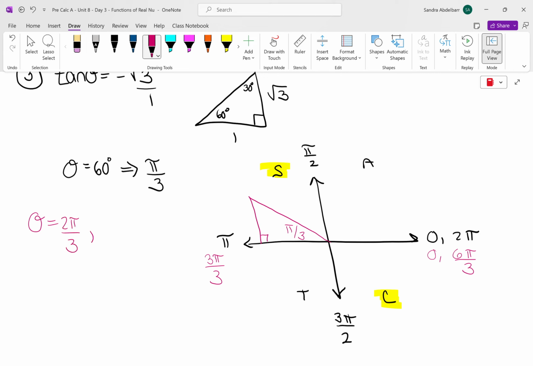And now I want to do the same thing over here in quadrant 4. This is pi over 3. So now I have, this is 6 pi over 3, and I'm going to subtract 1 pi over 3, which is going to bring us into 5 pi over 3.